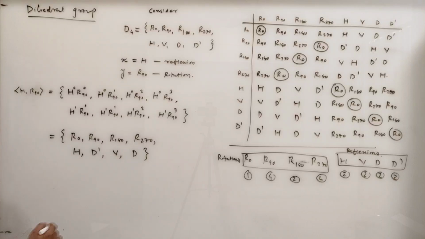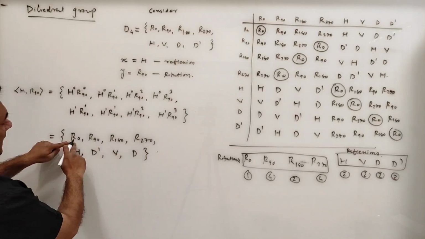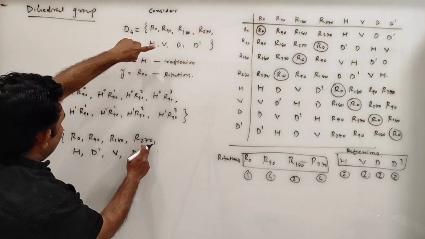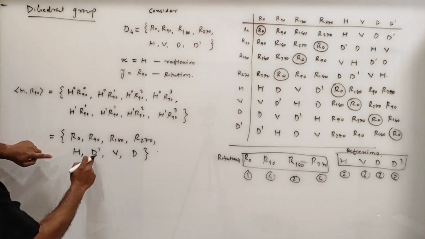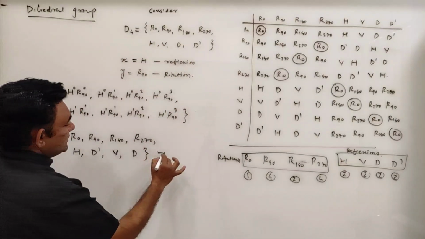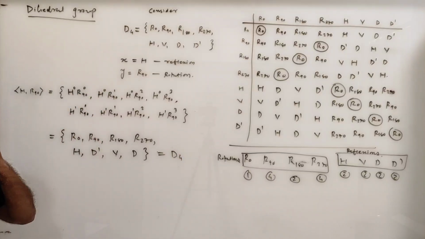See, actually this is what? R0, R90, R180, R270, H, V, D and D dash. So this is exactly my D4.